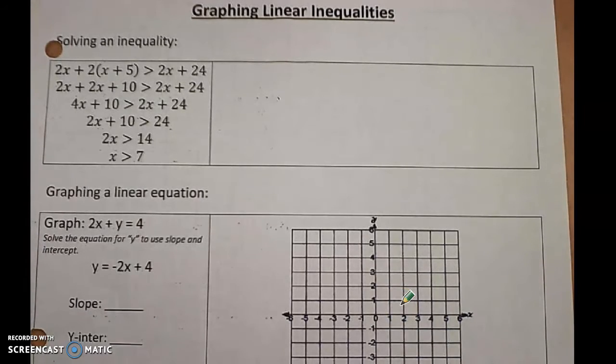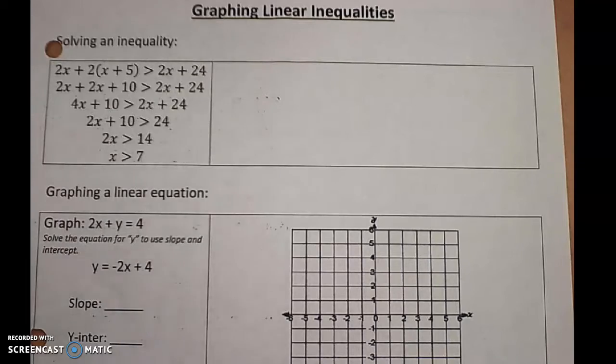Okay, this is some instruction on graphing linear inequalities. Very similar to graphing a linear equation, so this will be helpful in reviewing graphing linear equations, which we've been doing now. So graphing a linear inequality is not going to be a very big new thing here.